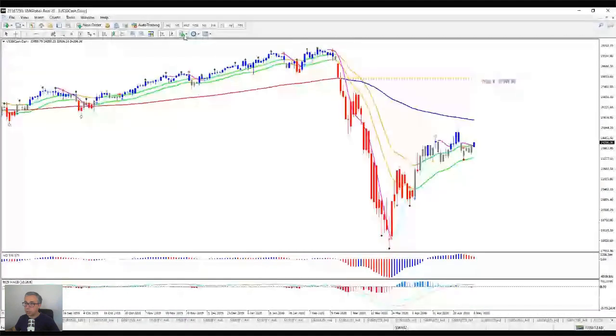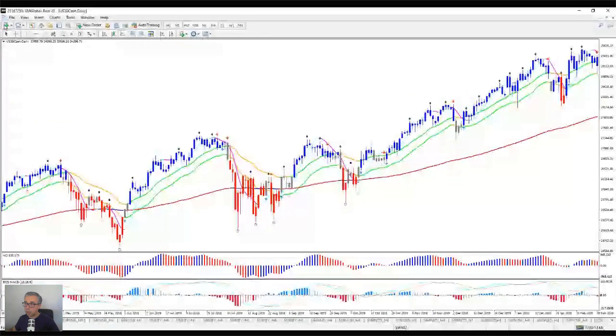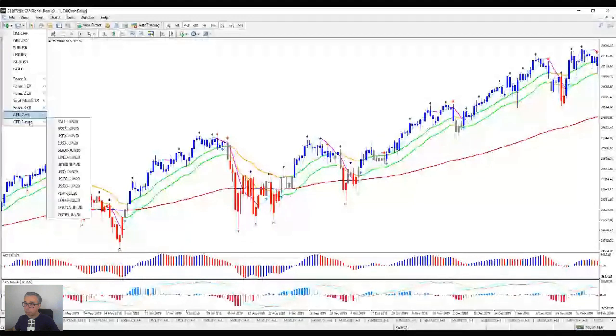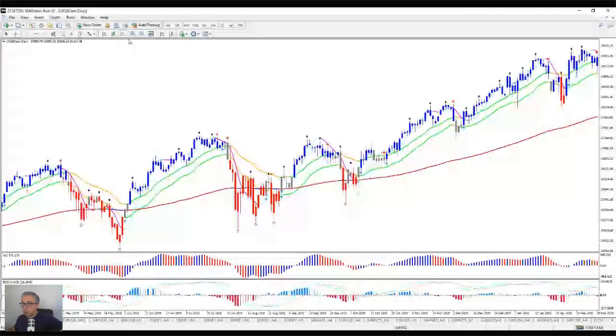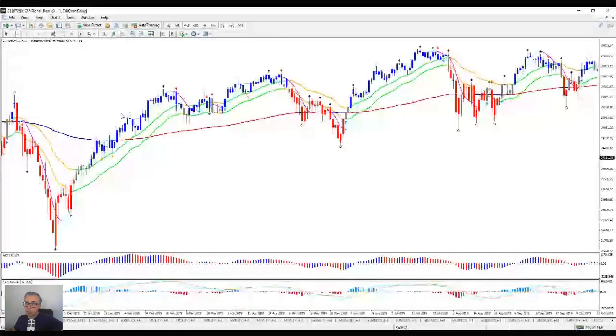Maybe I have a stock actually. Do I? Maybe not. Doesn't look like I have, unfortunately. But yeah, it's basically what it's looking for is combinations of trend, pullback, and continuation.